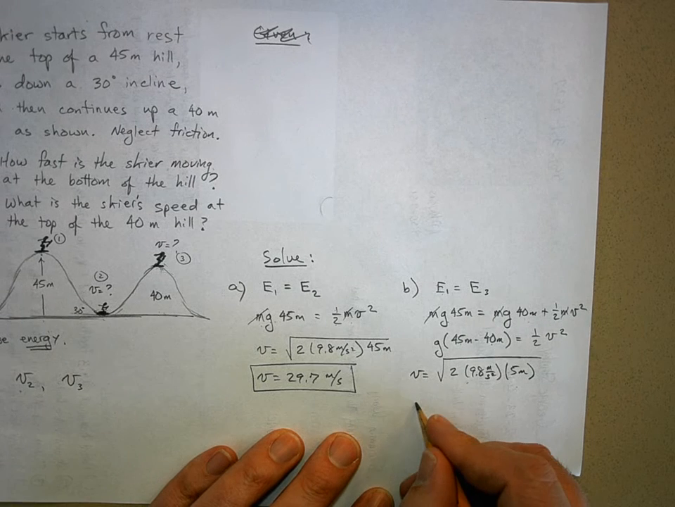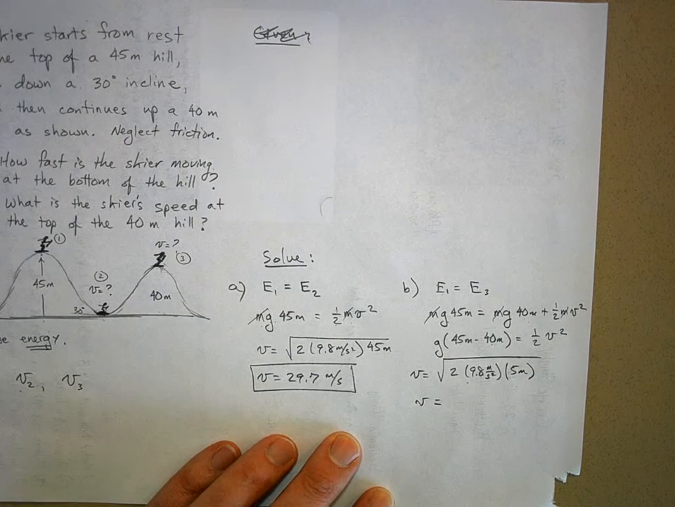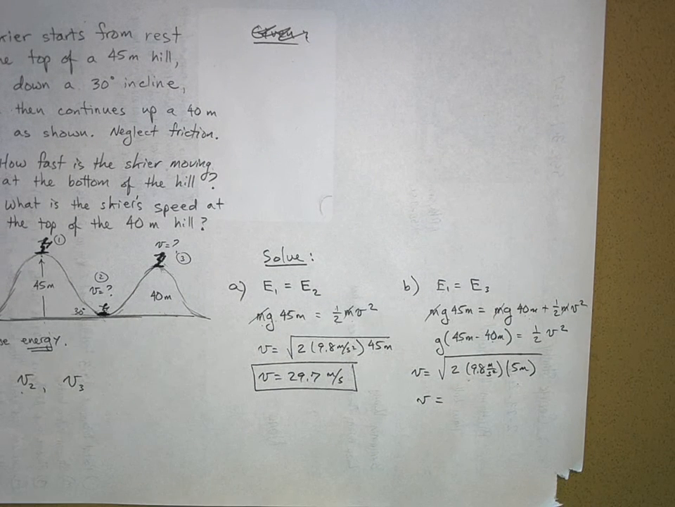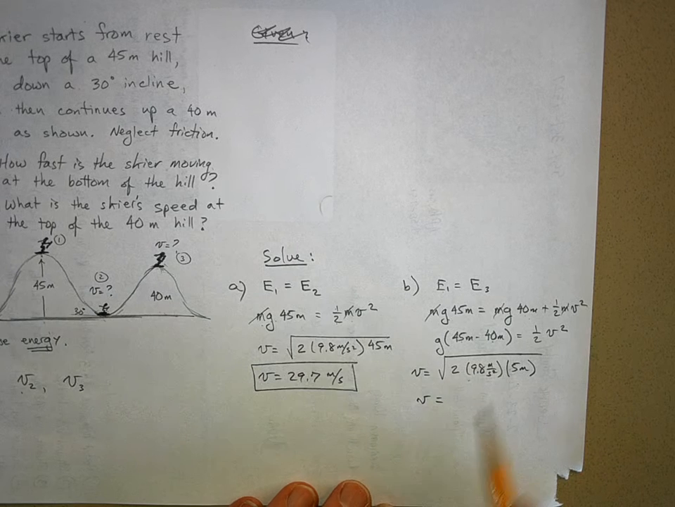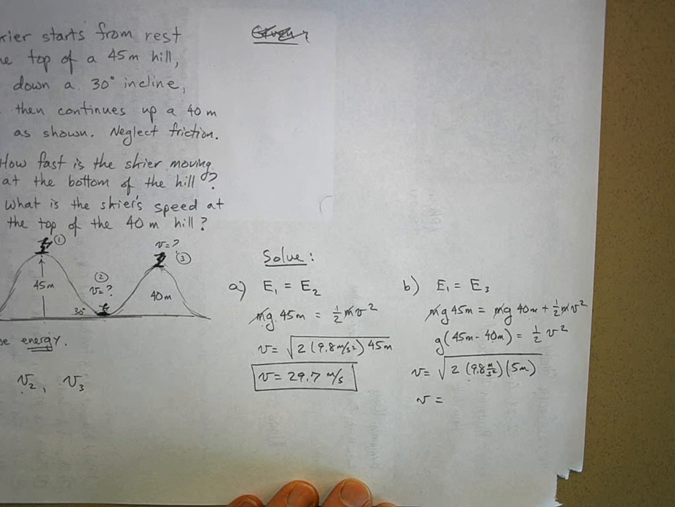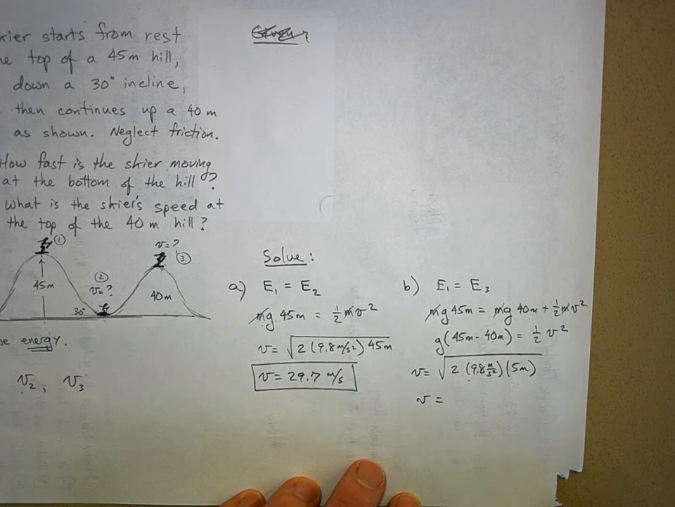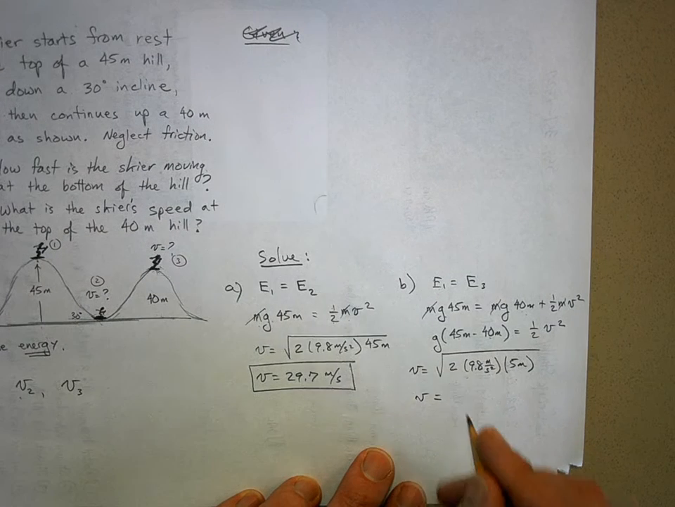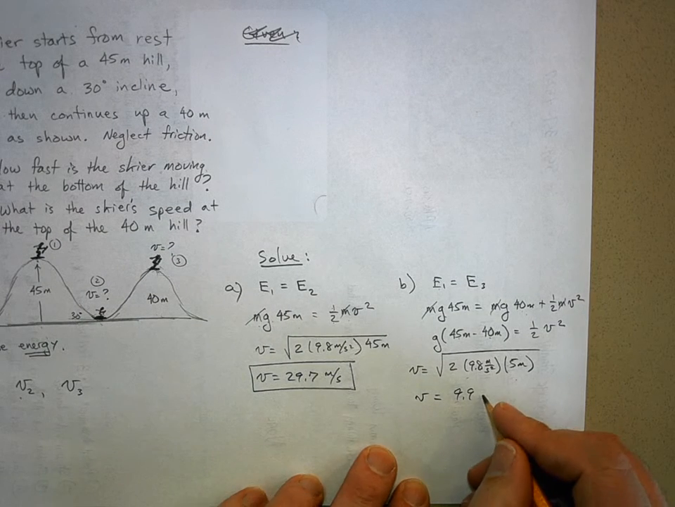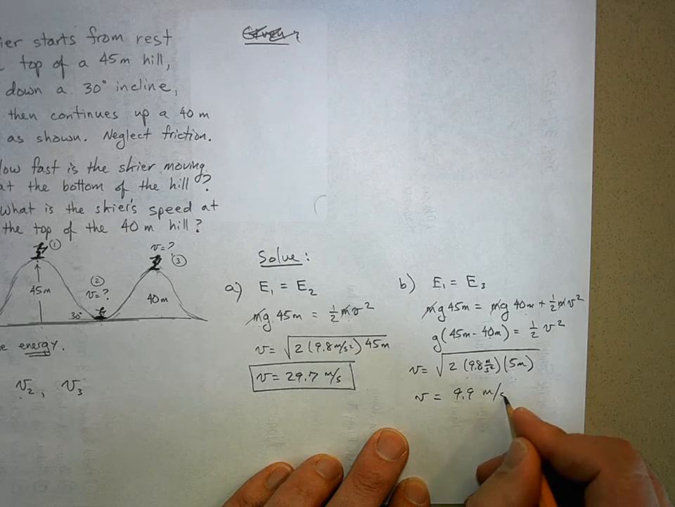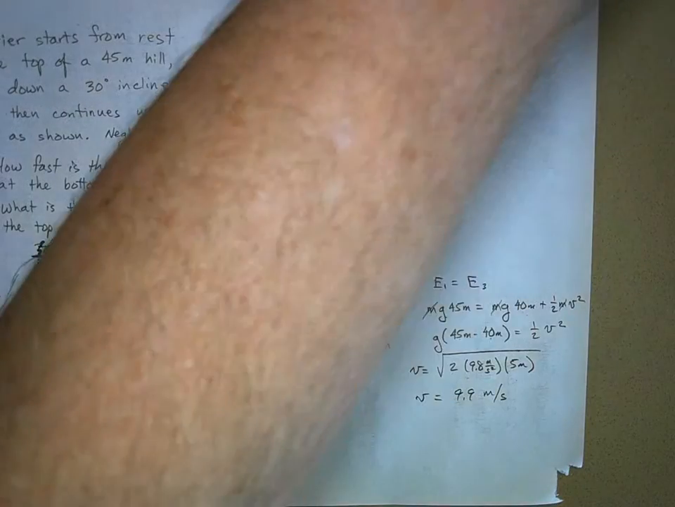And so when you plug all those in, you get a velocity of a little bit slower, well, quite a bit slower. And what is it? What do you get when you do this? Anybody? Yes? What do you get when you don't round it to 10? 9.89. 9.89? We'll call it 9.9 or 10 meters per second.